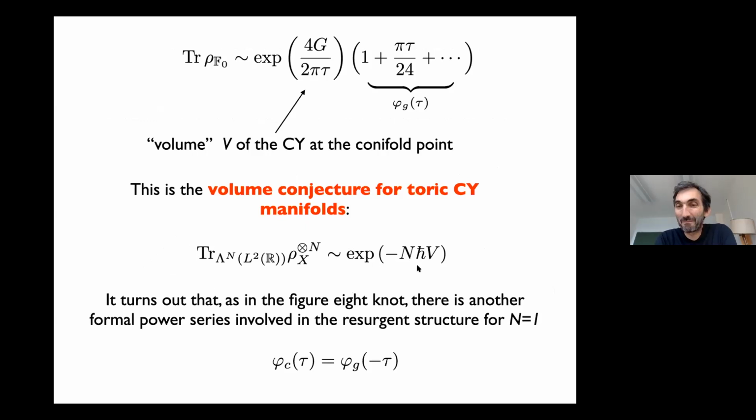Yeah, I mean, Rinat and I were sort of hoping that this would be a route to the other volume conjecture, of course. And so, for example, is there another point where it's exponentially increasing? In the Calabi-Yau world, that would be interesting to understand. Yeah. Okay, thanks.